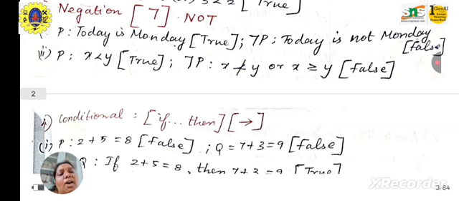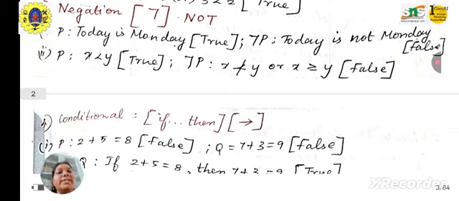Then the second example: x is less than y. For given values of x, we can say whether x is less than y or not. The negation of p is: x is not less than y, that is, x is greater than or equal to y, which is a false statement here. If x is not less than or equal to y, then x won't be greater than or equal to y, because these conditions won't apply. So it's a false statement.